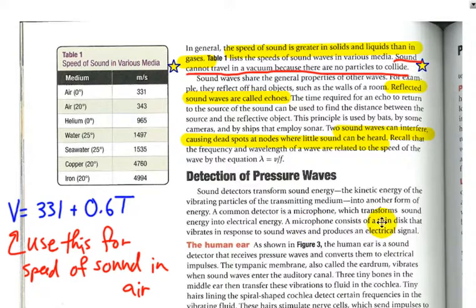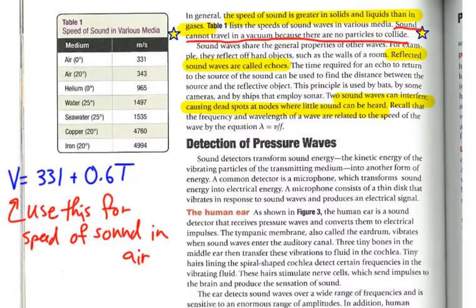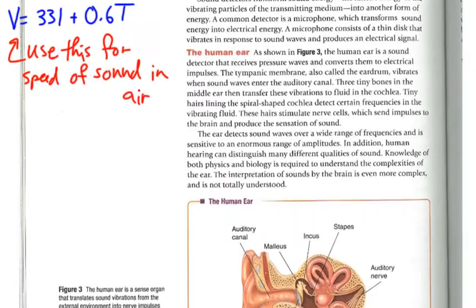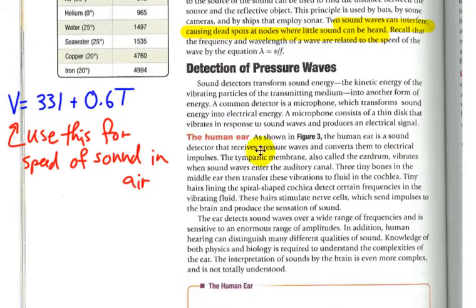A common detector is a microphone, which transforms sound energy into electrical energy. A microphone consists of a thin disc that vibrates in response to the sound waves and makes an electrical signal with that. If we look at the human ear, so we have that and the various pieces here of the inner ear. It's a sound detector as well that receives pressure waves and converts them into electrical impulses as well.